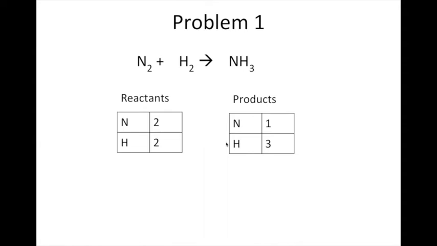So I'm going to add a coefficient of 2 in front of the nitrogen because I need to get 2 nitrogens on the product side. Now I need to recalculate the numbers. On the product side, that's going to give me 2 nitrogens, and 2 times 3 is 6 hydrogens. So my nitrogens are good, but now my hydrogens are not balanced. So I'm going to add a coefficient in front of the hydrogen, a coefficient of 3, and that's going to give me 6 hydrogens, and now this would be a complete balanced equation.